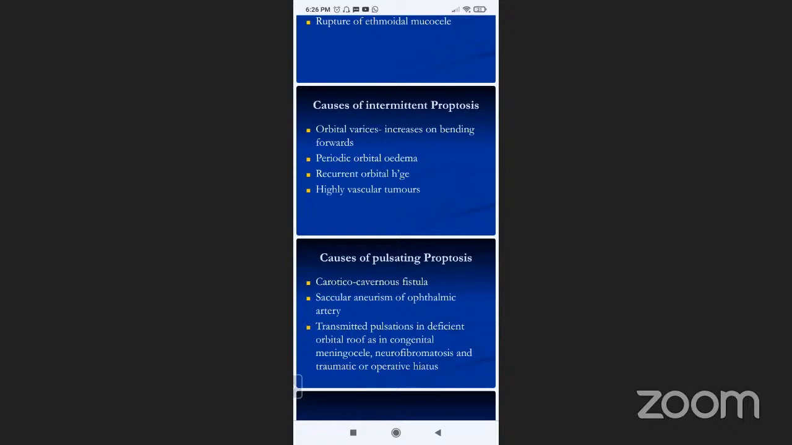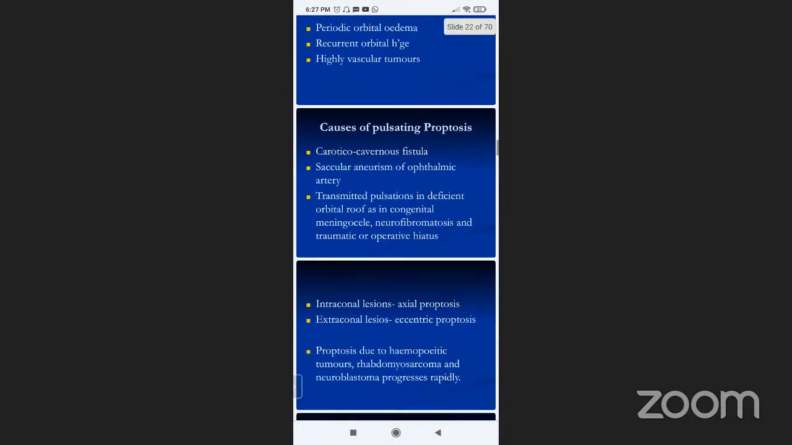These are true pulsations, whereas in certain cases, transmitted pulsations can be seen. That is, from the cranial cavity, the cerebral pulsations get transmitted to the orbital cavity through a deficient orbital roof, as in congenital meningocele, neurofibromatosis, and traumatic or operative hiatus of the orbital roof. When the orbital roof is deficient, the cerebral pulsations get transmitted. So that is transmitted pulsation. The true pulsations are seen in carotico-cavernous fistula and saccular aneurysm of the ophthalmic artery.